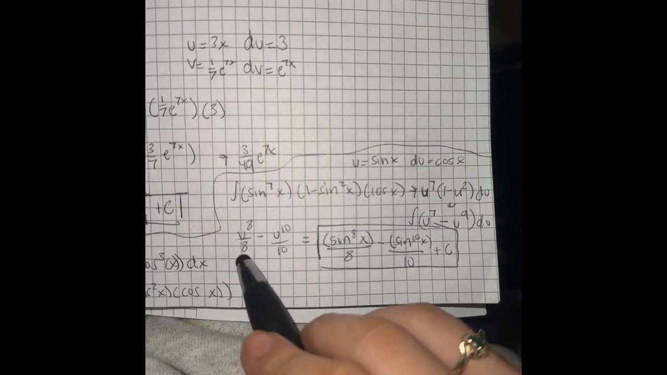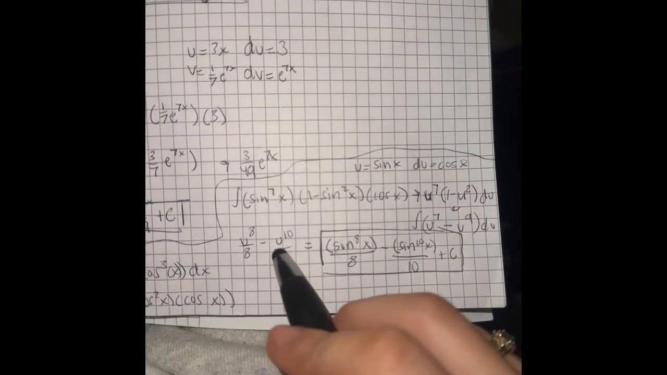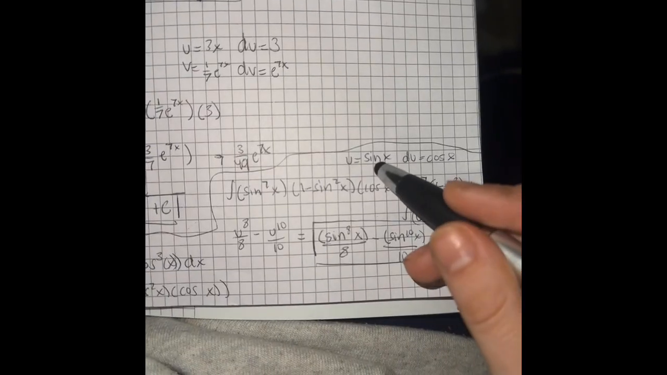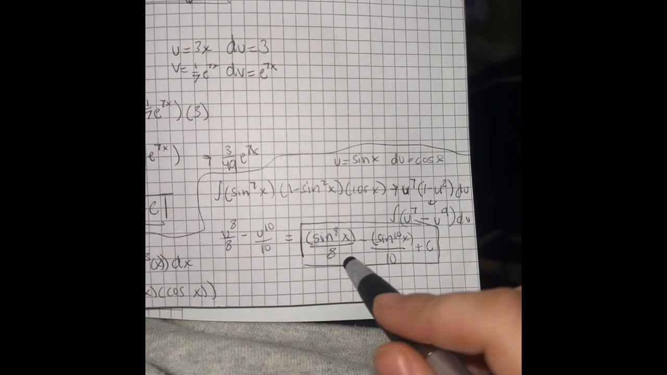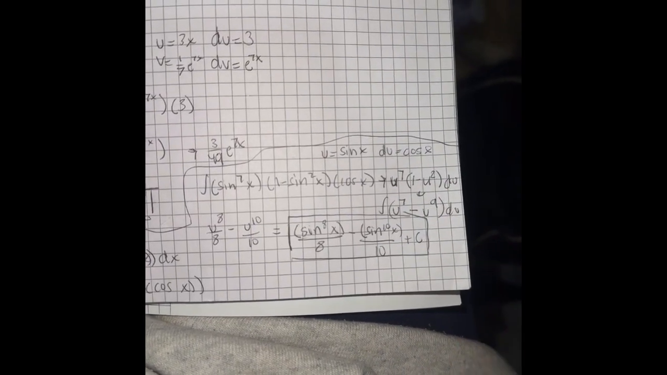So you're going to have u to the 8th over 8, or 1/8 times u to the 8th, minus u to the 10th over 10, and then you just plug back in your u, which was sine x. So you're going to have sine to the 8th x over 8 minus sine to the 10th x over 10 plus c, and that's going to be your final answer.